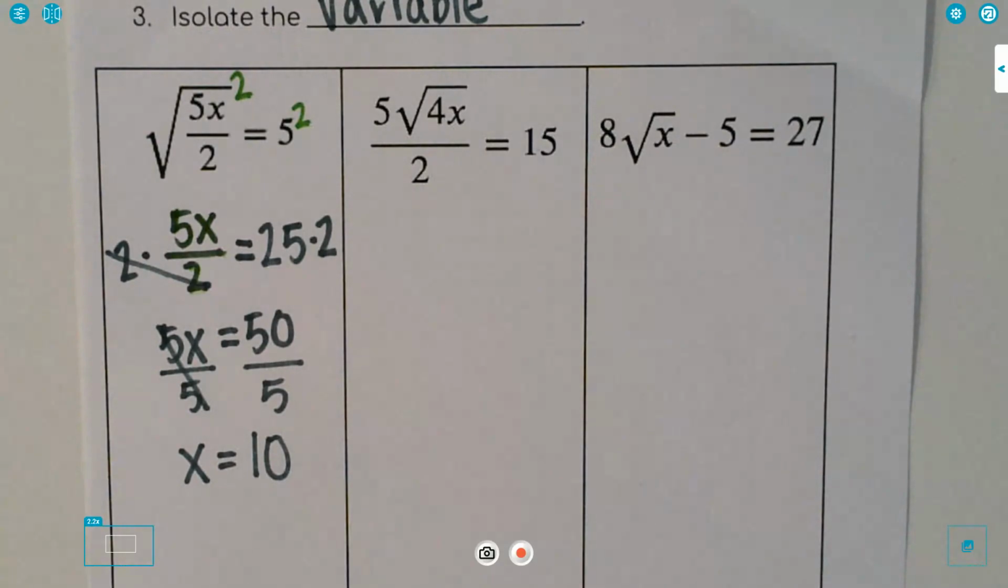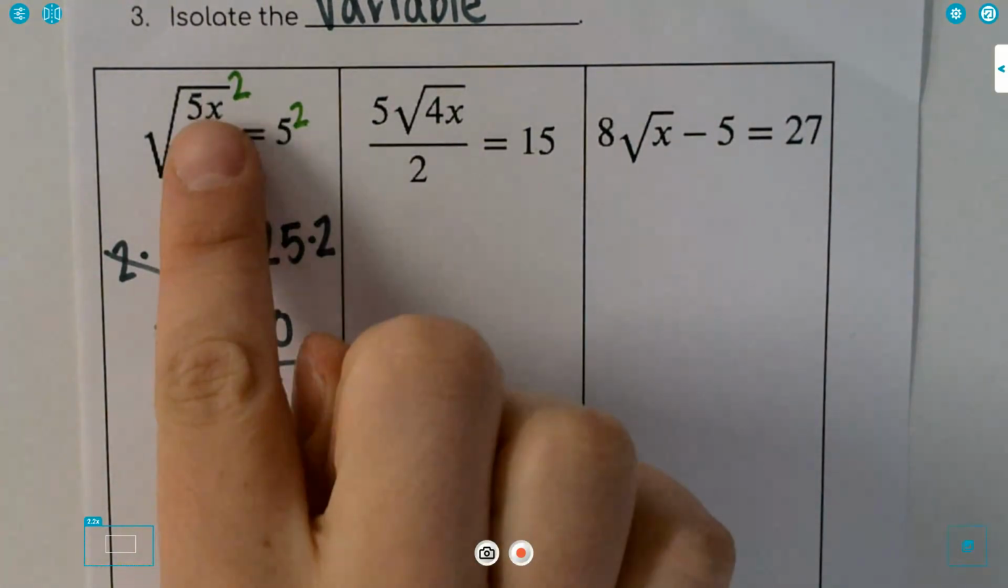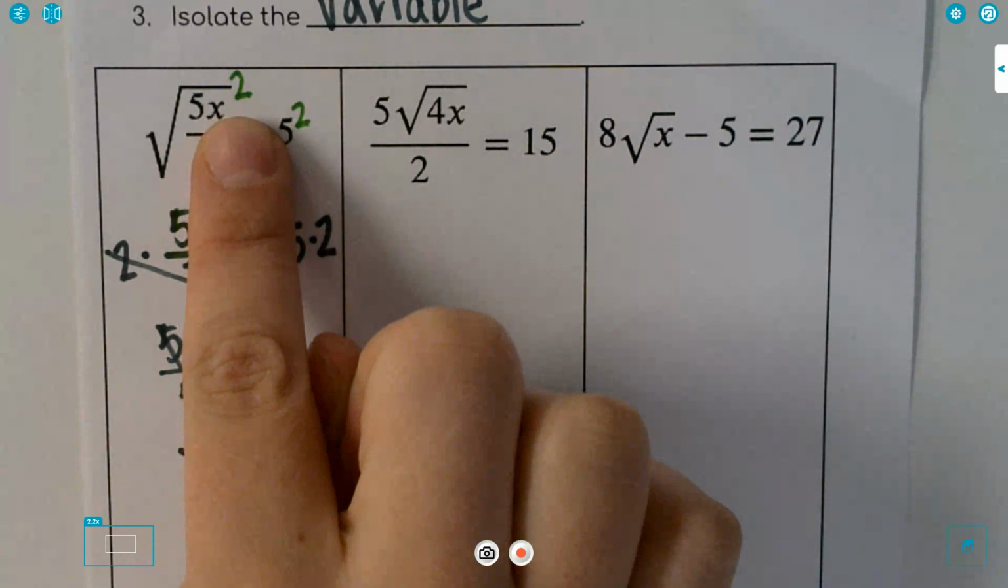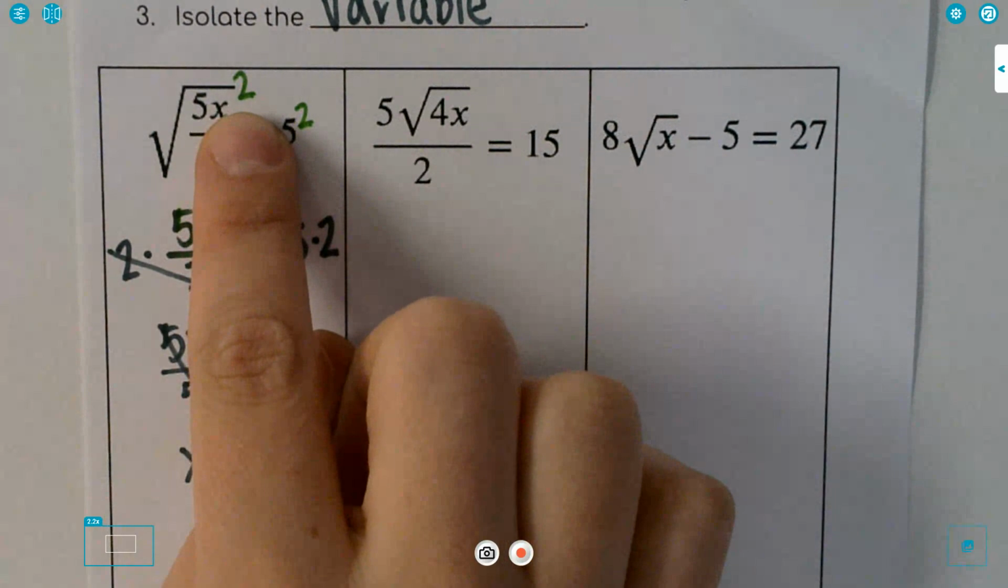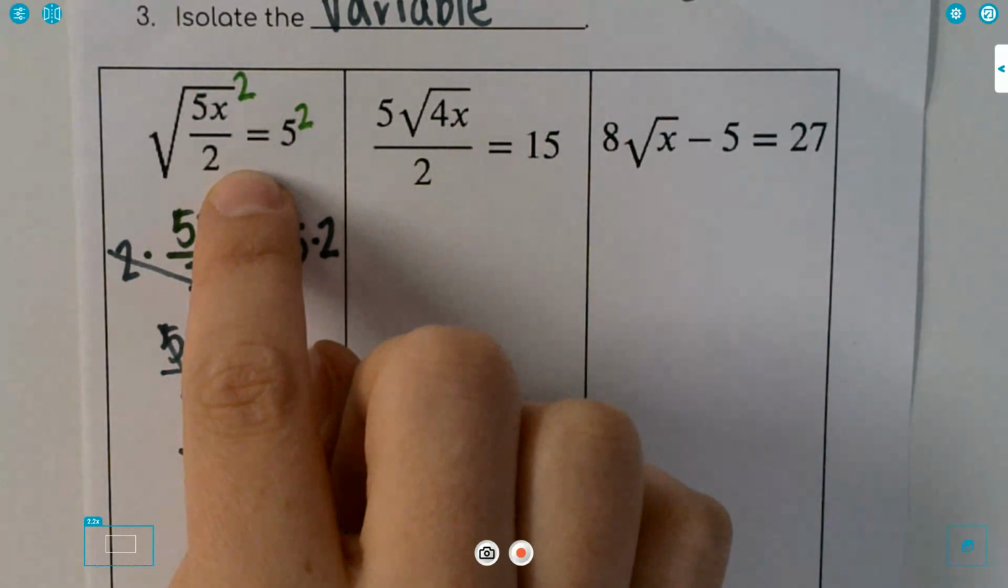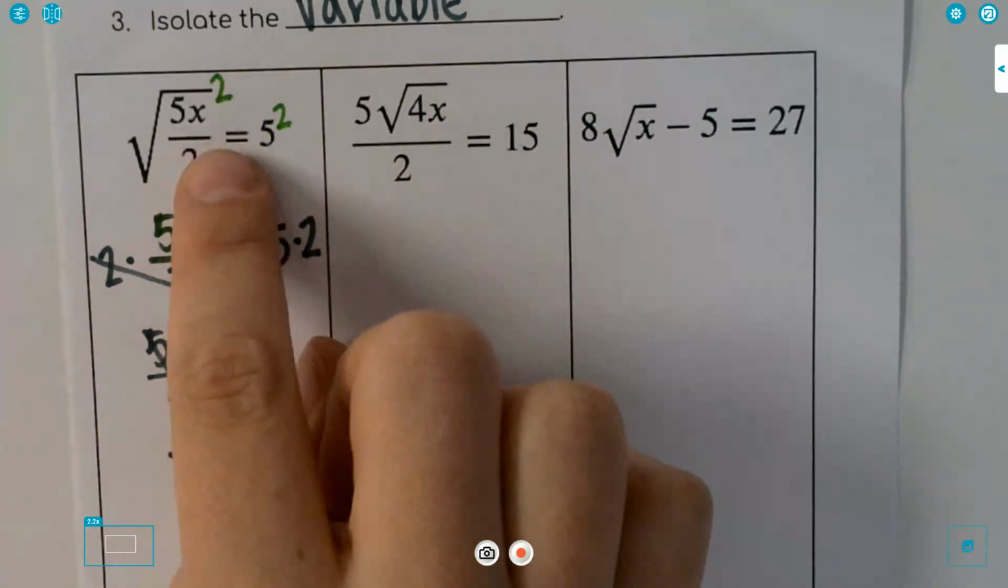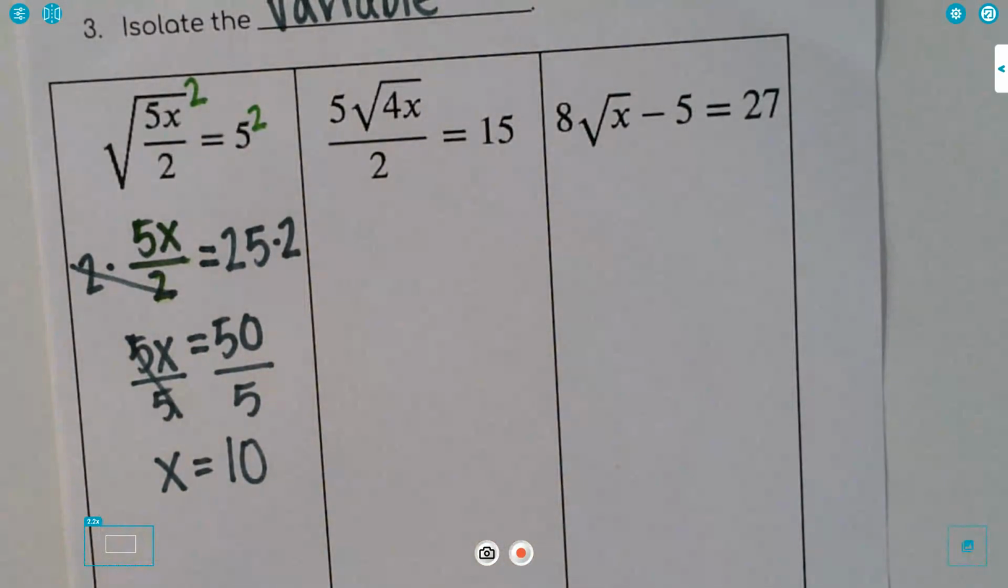Hey, any questions about solving that equation? Something I want to point out: if we were to plug this in, what is 5 times 10? 50. What's 50 divided by 2? 25. What's the square root of 25? 5. Okay, so we can always plug those in and check our answers still.